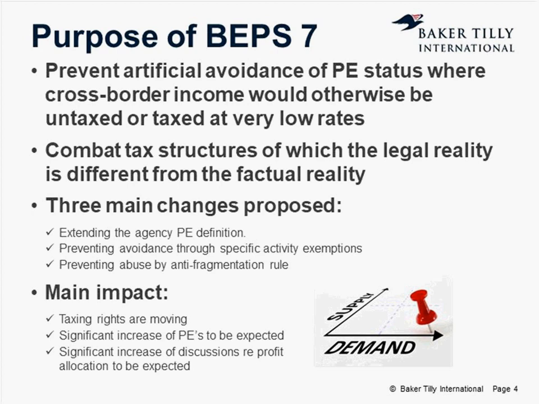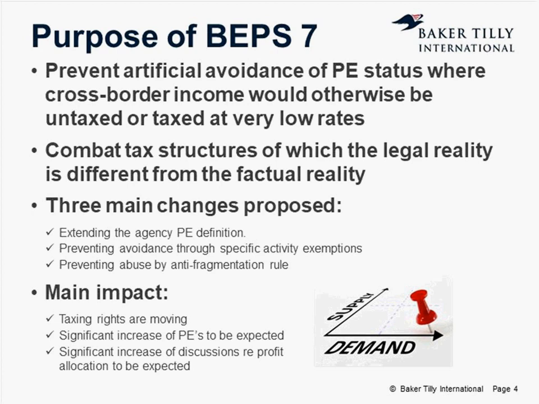BEPS action point number 7 is part of the wider BEPS action plan of the OECD. And the BEPS project of the OECD is generally meant to combat structures in which taxation does not align with the economic reality. Taxing rights should be for the countries in which the economic activity takes place, and double taxation should be prevented. Non-taxation should be prevented to the extent possible, according to the OECD.